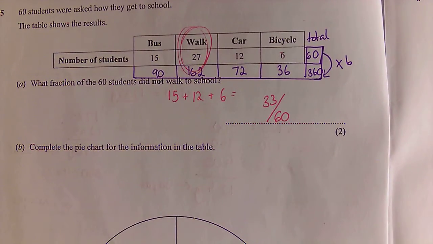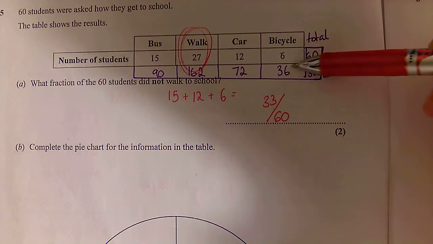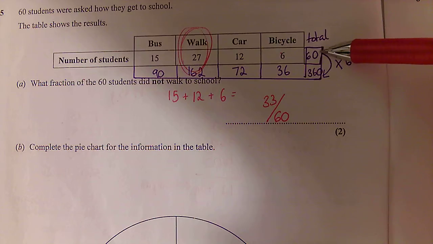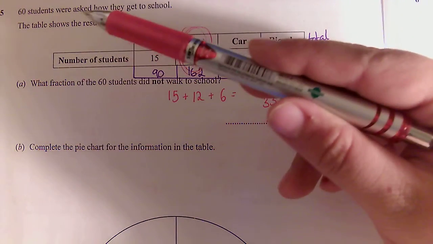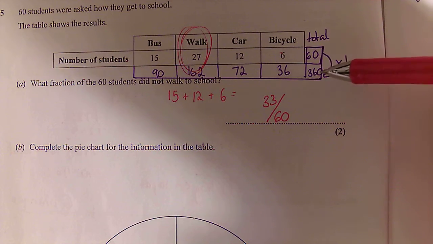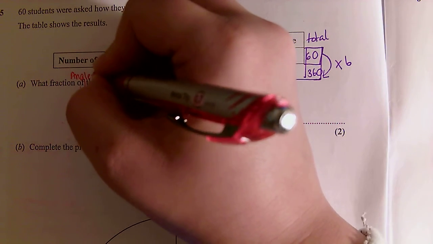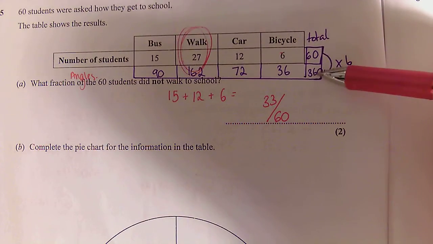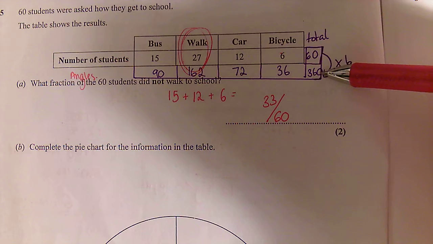Complete the pie chart. Now, first thing I did was added my total column. The total of this row here is 60 because it tells me that in the question. And I'm going to add in a row underneath, and that row I've called angles. Okay. So I know that the total angles in a pie chart around the point is 360.